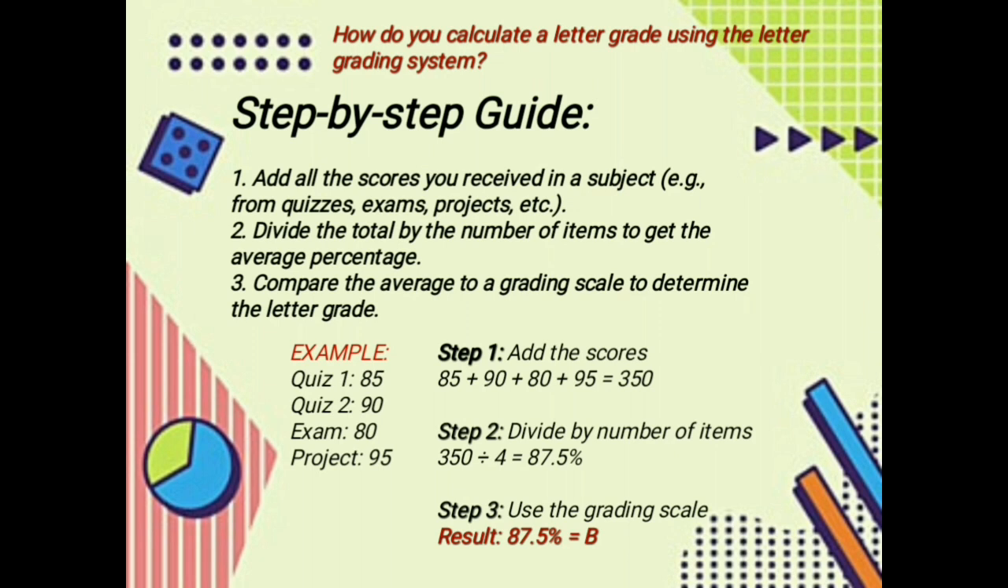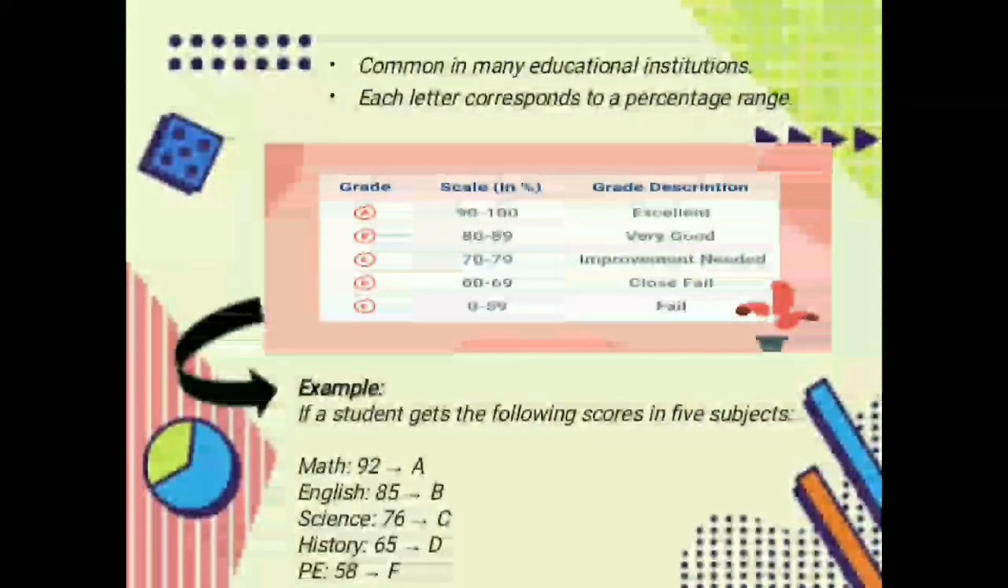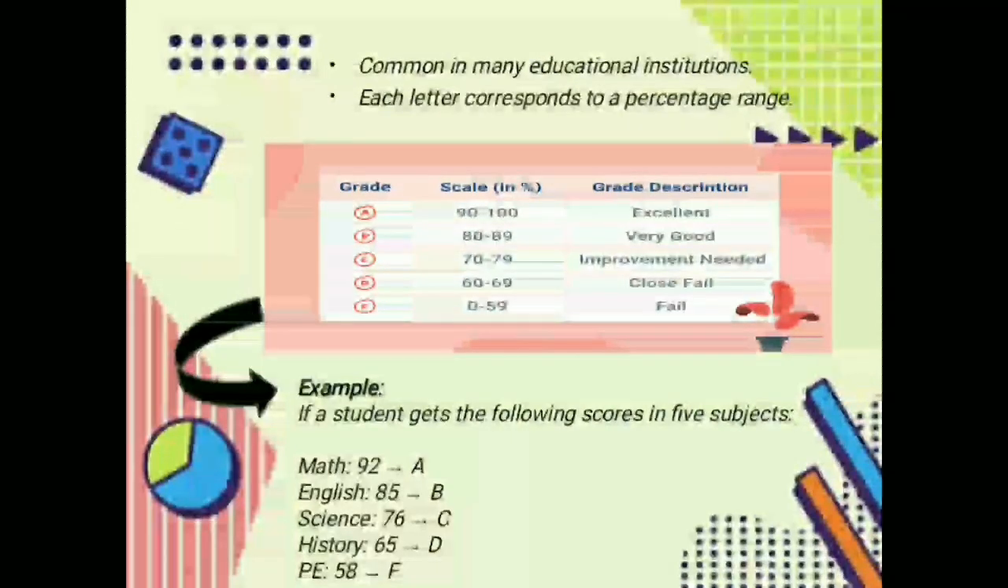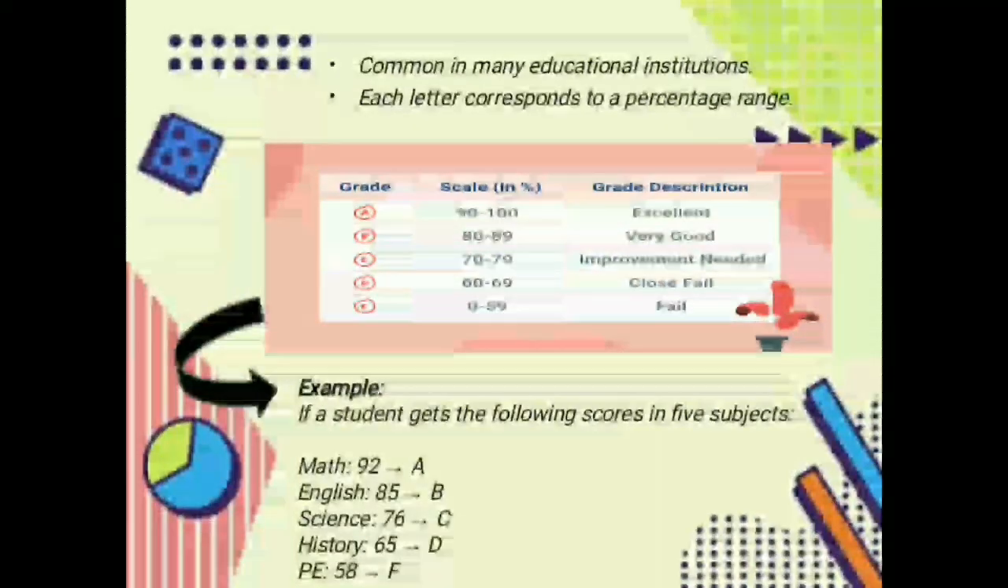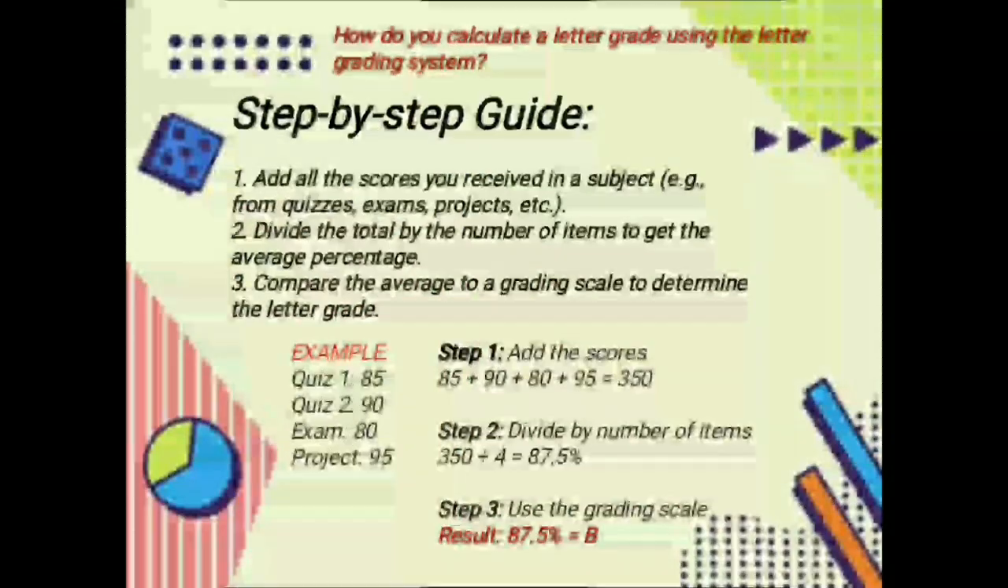Then, step 2, divide by the number of items. It's because meron siyang 4 na items. So, i-divide natin yung 350 sa 4. So, it equals to 87.5%. So, step 3, use the grading scale. The result is 87.5%, which is, nag-fall siya sa grade na letter B. So, kung babalikan natin siya, letter B, nag-fall siya sa 80 to 89%, which is very good.